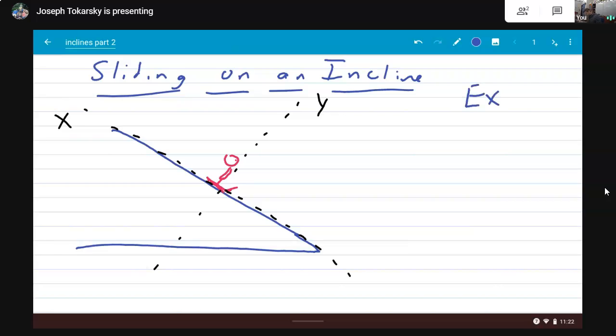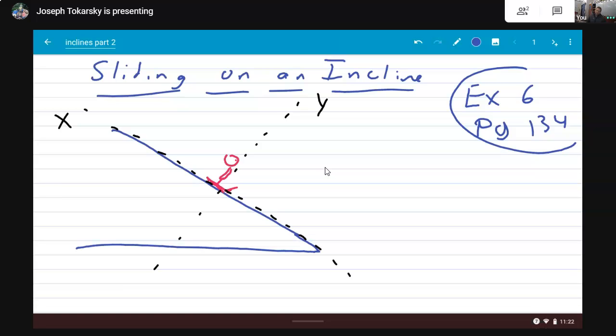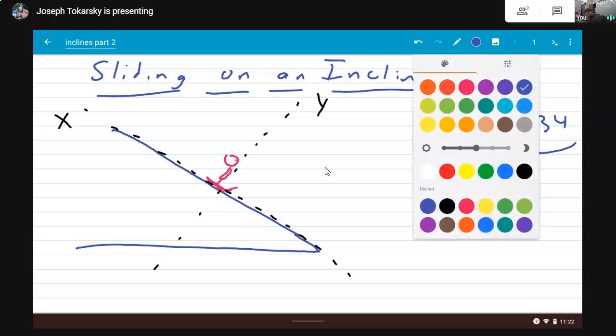So this is example 6 on page 134, to have your books open to. It's a situation of a skier sliding down a slope. Alright, so before we get into the specific numbers, let's do a free body diagram for the skier, or really any object that's sliding down a hill. The skier is not pushing off. The skier is just sliding or gliding down the hill. In a situation like that, let's think about the forces that are present.